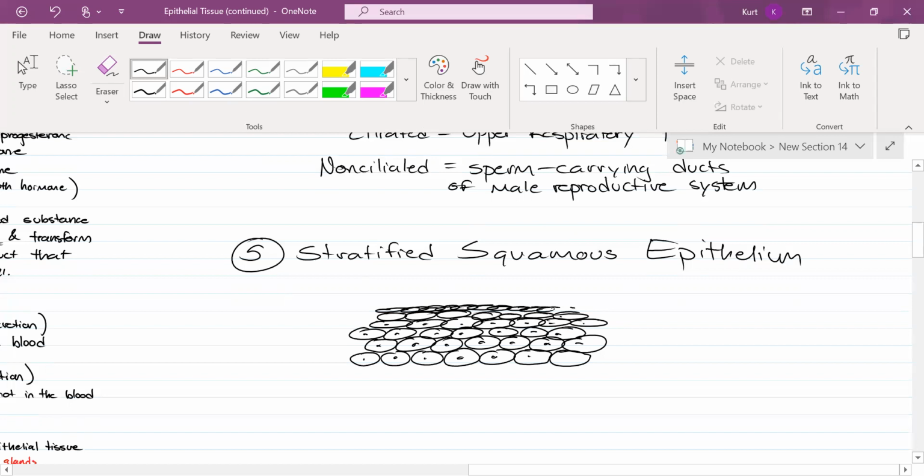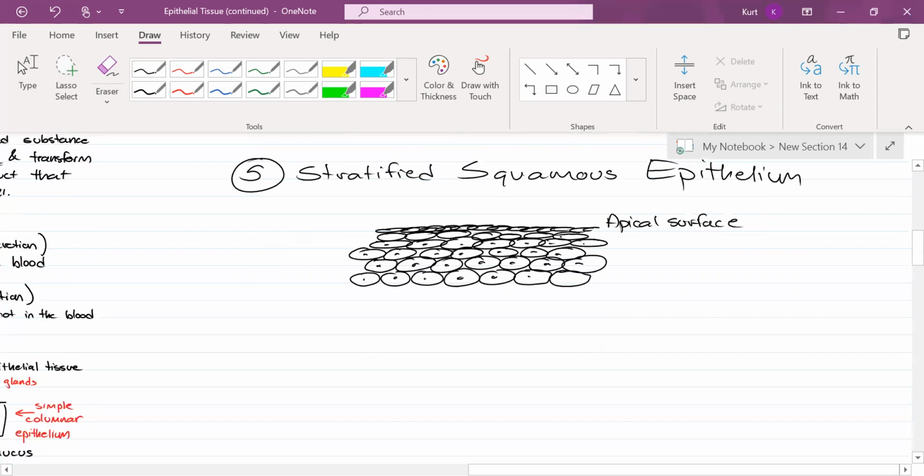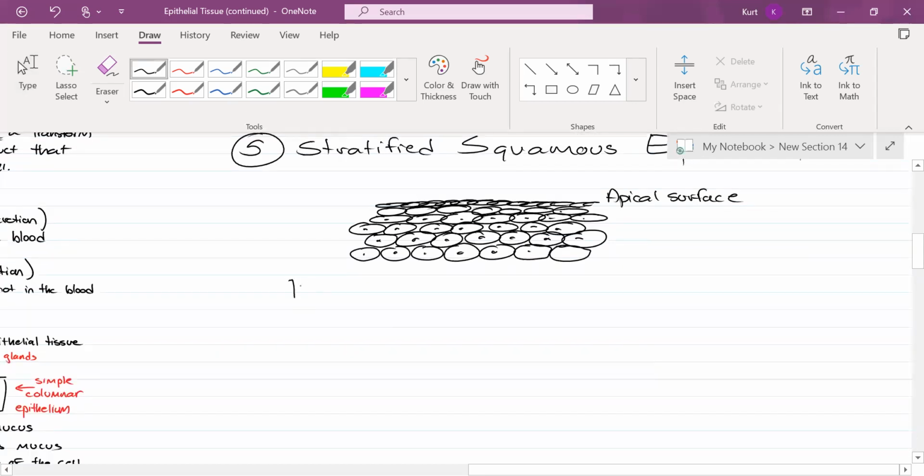So this is definitely multiple layers. And if you're conflicted, if you don't know whether that's cuboidal or stratified, look at the top. Look at the apical surface. That should tell you everything you need to know. That is definitely flattened cells. These cells function to basically protect underlying tissues from abrasion.